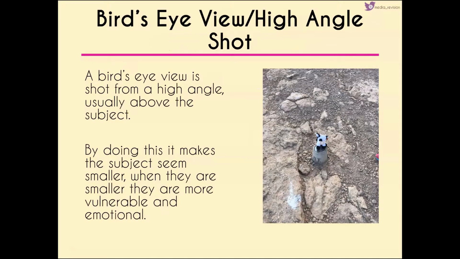Now, a bird's eye view or high angle shot is taken from above the subject. So by looking down on them, it makes the subject seem smaller. And when they're smaller, they're normally more vulnerable and more emotional. And that means that we can connect with them on a sort of emotional level.